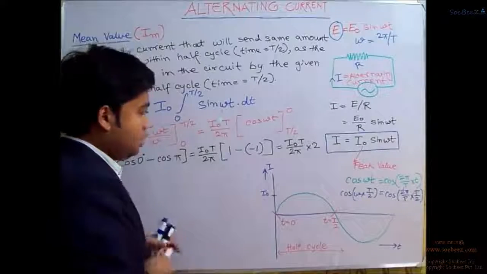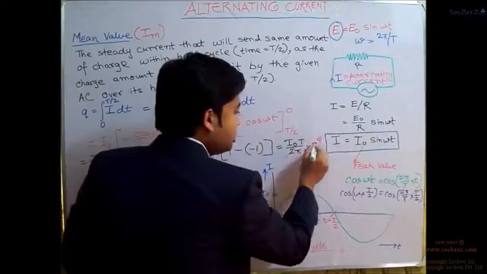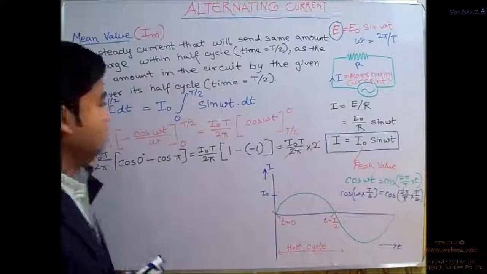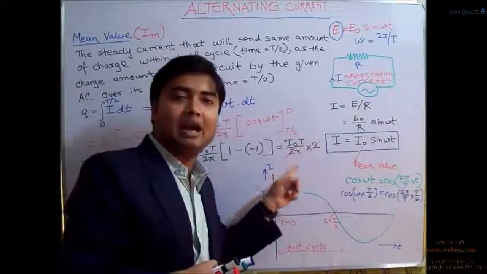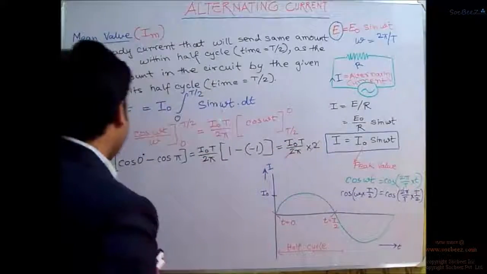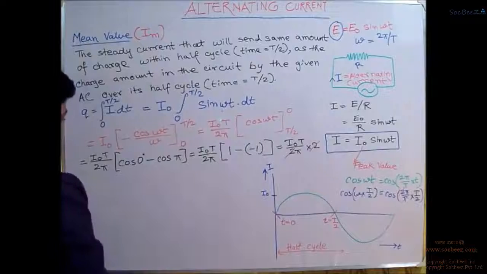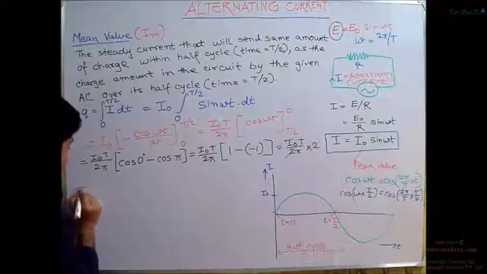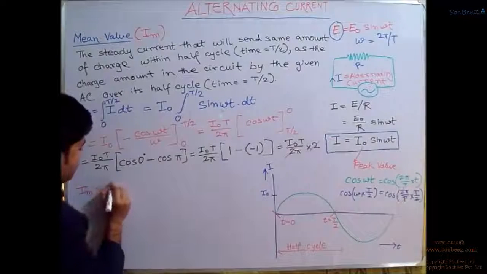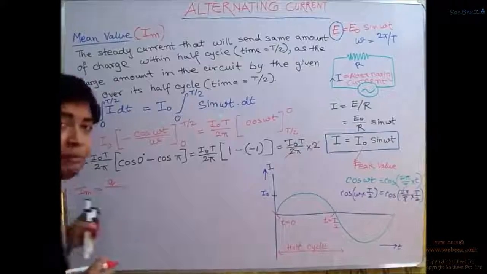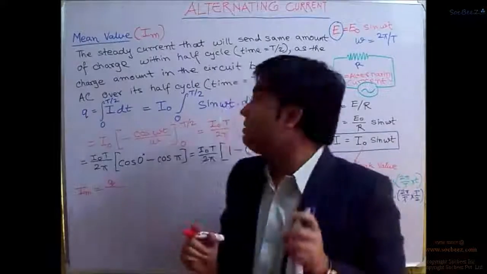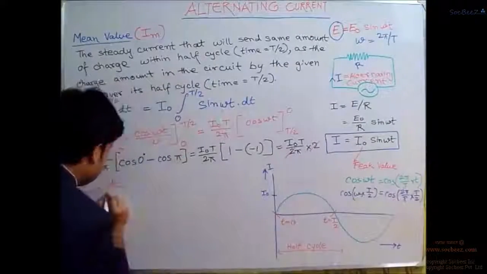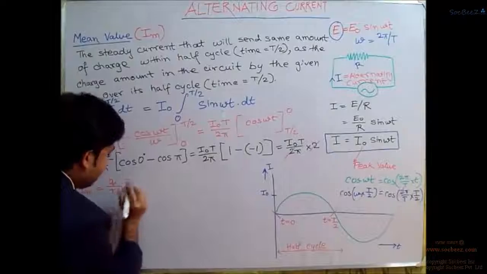So over here, we could cancel out this 2 and this 2, right? So the net expression for the Q will be equal to I naught T divided by pi. And as we know, the value of this I_m, or the mean value, will be equal to this Q divided by the time. What is the time over here? The time over here is T by 2, right? So this is T divided by 2.